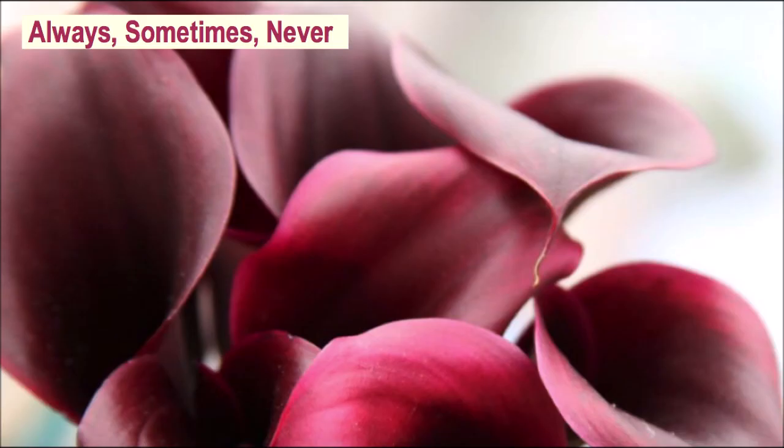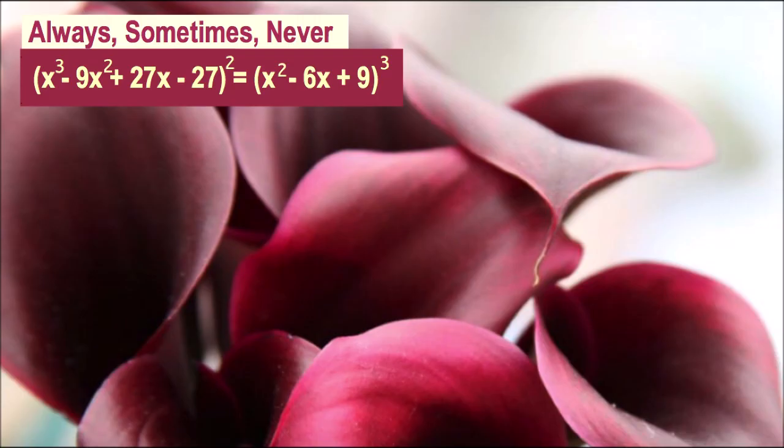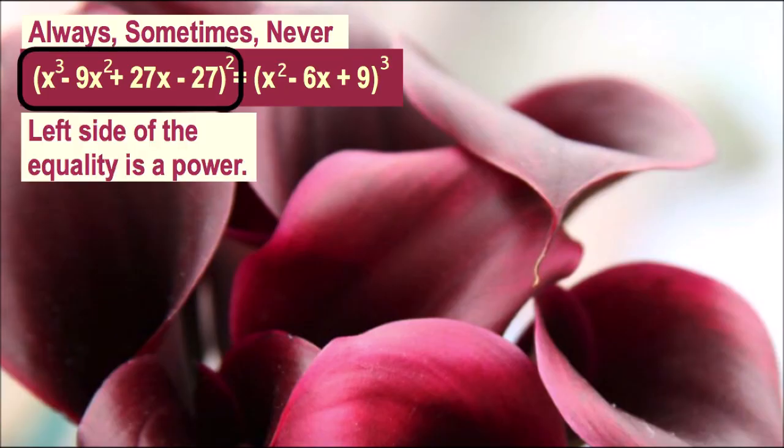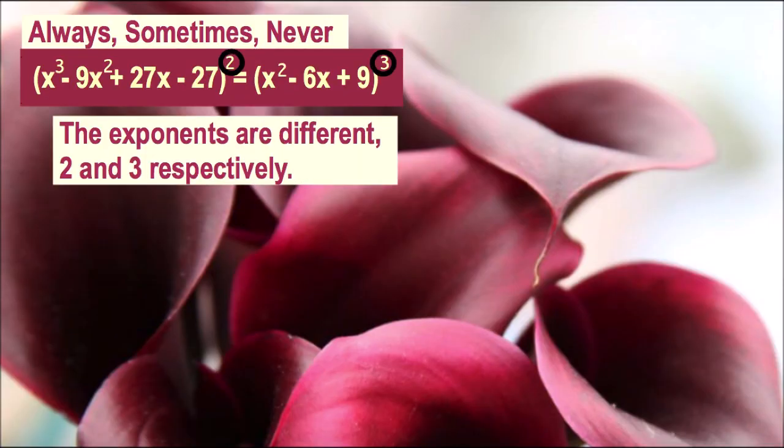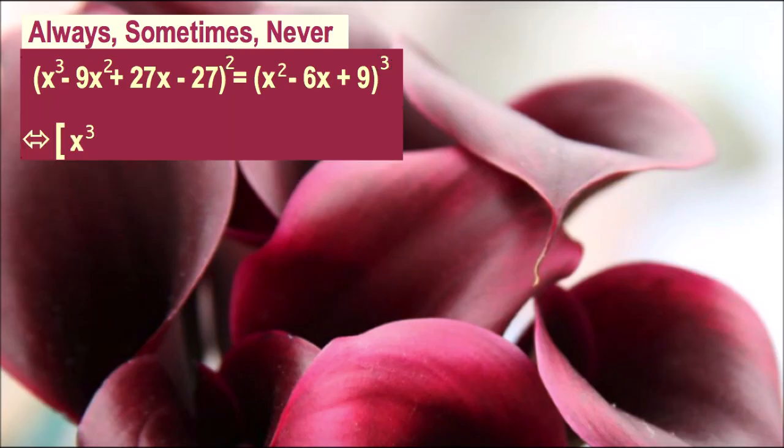Always, sometimes, or never. The quantity x cubed negative 9x squared positive 27x negative 27, everything squared, is equal to the quantity x squared negative 6x positive 9, everything cubed. So the left side here of the equality is a power, and the right side of the equality is also a power. The exponents are different though, 2 and 3 respectively, so what can we do from here?